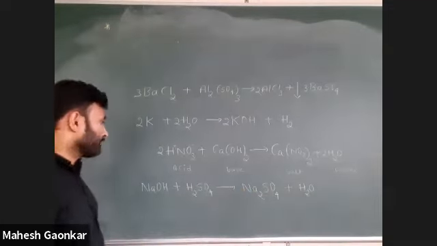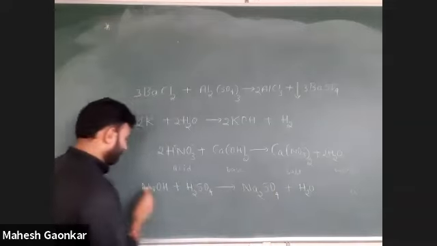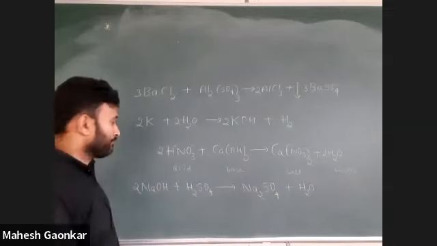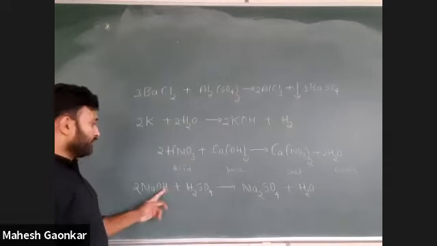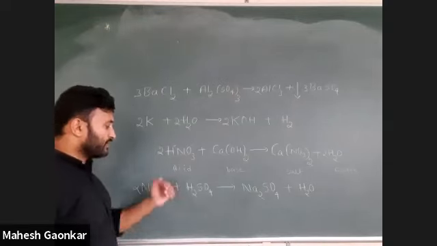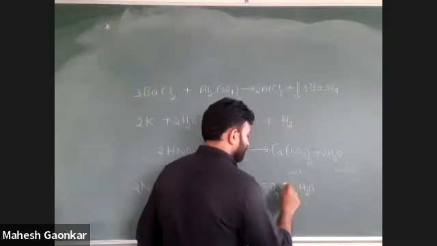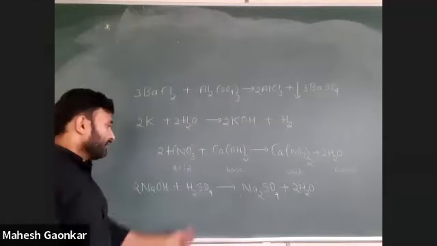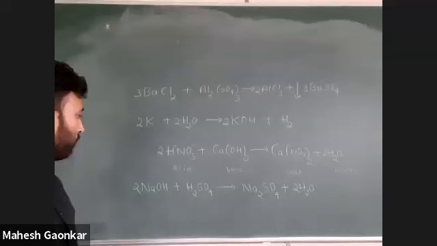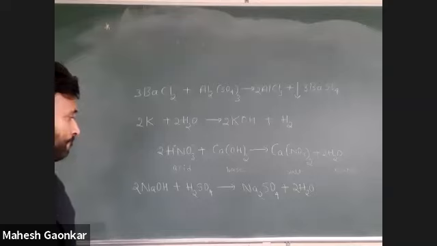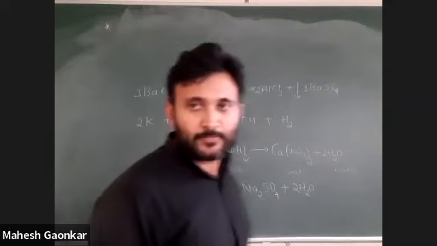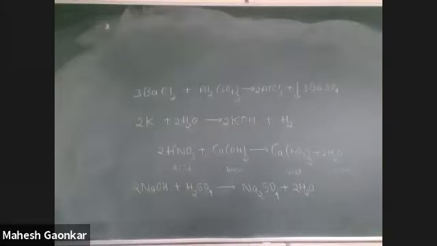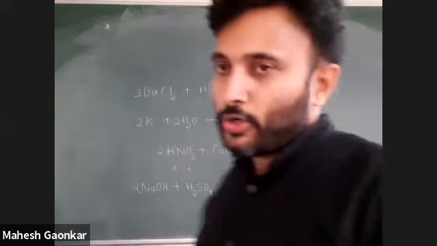Same acid-base reaction. Here it is Na2SO4, therefore it will be 2NaOH. Correct? 2 into 1 hydrogen atom, so 2 hydrogen atoms, and here 4 hydrogen atoms. Therefore, it should be 2H2O. SO4, SO4. Is it balanced? Yes, it's balanced. Right? Yes, sir. Okay, next question.